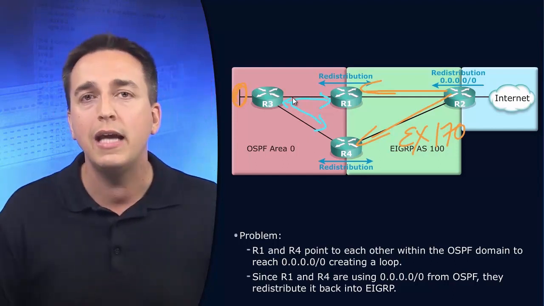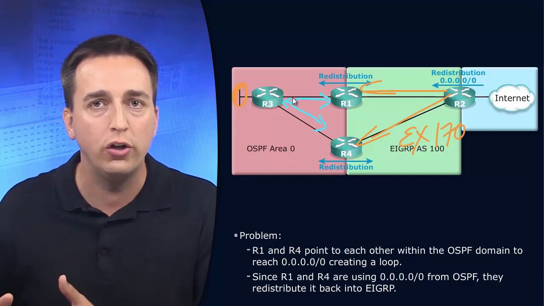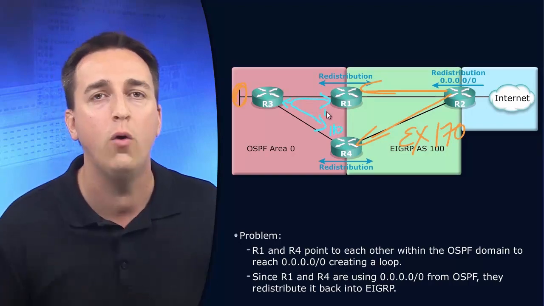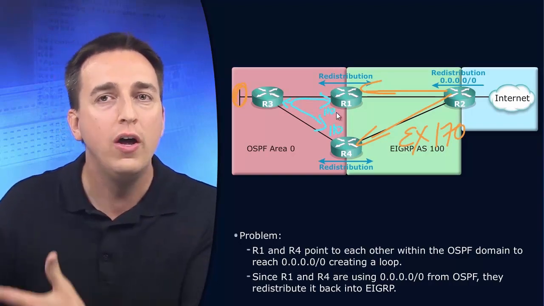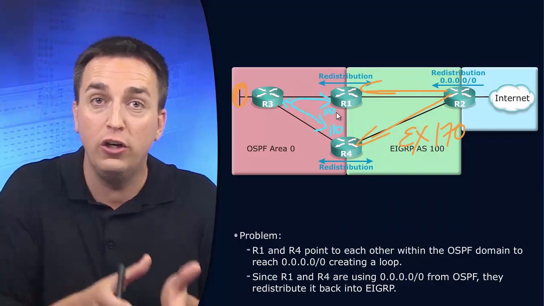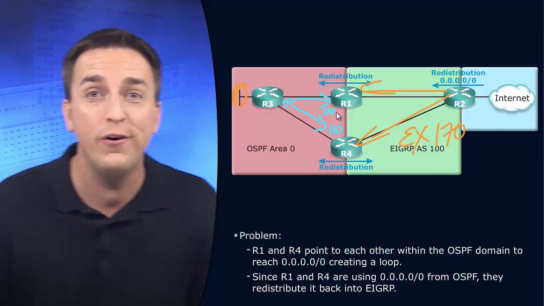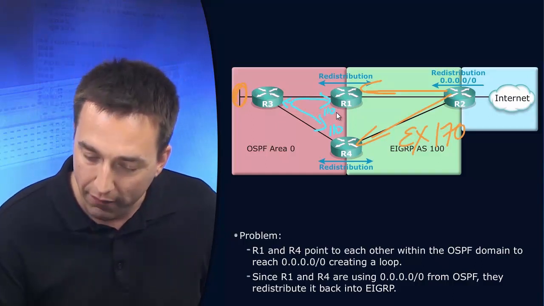So in this case, is R1 going to use the external EIGRP route, or is it going to use the OSPF route that it learned from R4? Same thing with R4. Is it going to use the external EIGRP route, or is it going to use the OSPF route learned from R1? They're going to use the OSPF route. So they're pointing to each other now, and we have our routing loop.